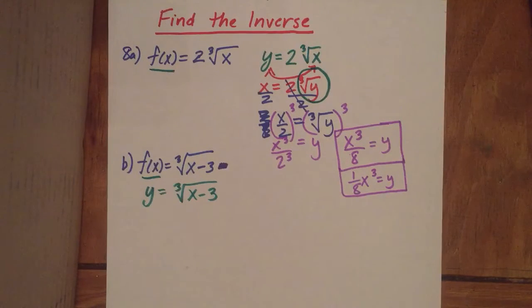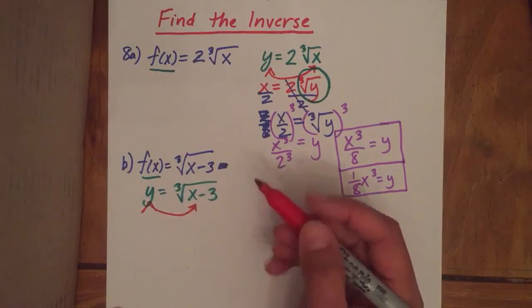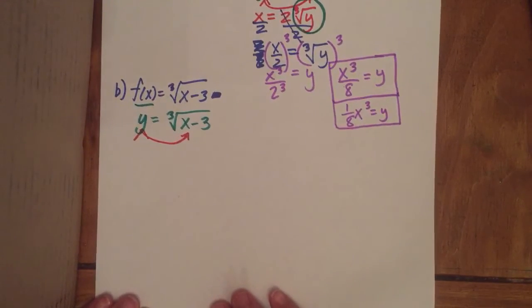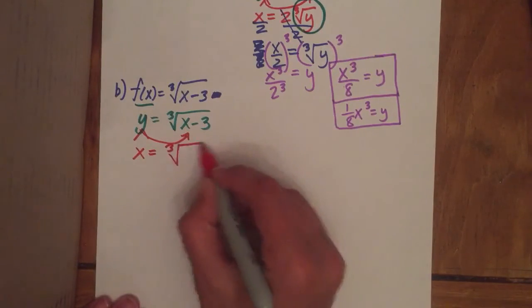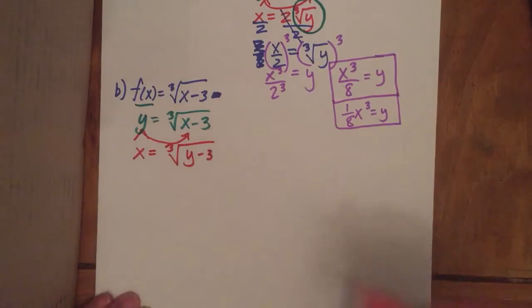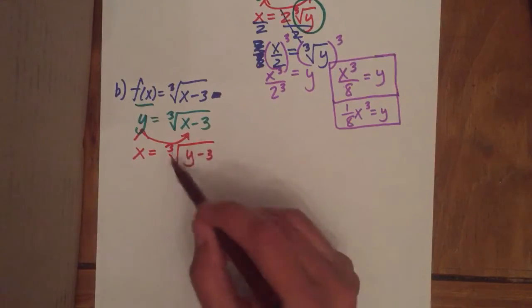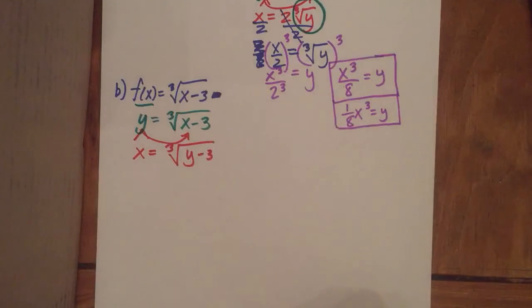So now I want to find the inverse function. So I switch the domain and range, the x and y. Switch the x and y. And so this becomes x equals the cube root of y minus 3. So after we do this, I need to see if there's anything I can do to isolate the radical. Well, I can't. The radical is already as isolated as it's going to be.